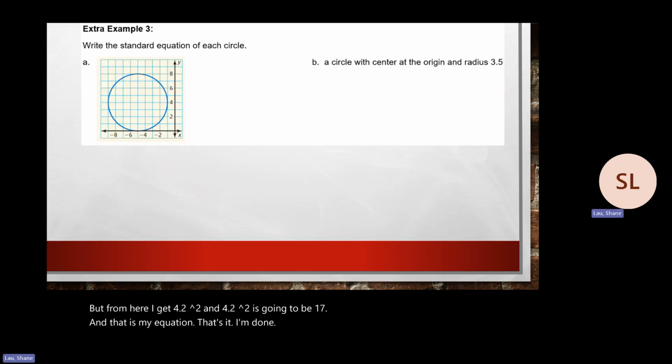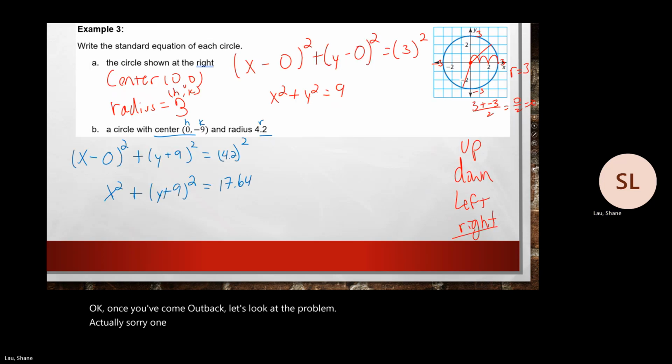Go ahead and try extra example 3 on your own. Once you've come back, let's look at the problem. Actually, sorry, one quick thing I want to add here.